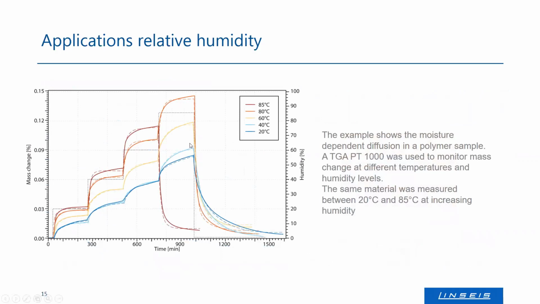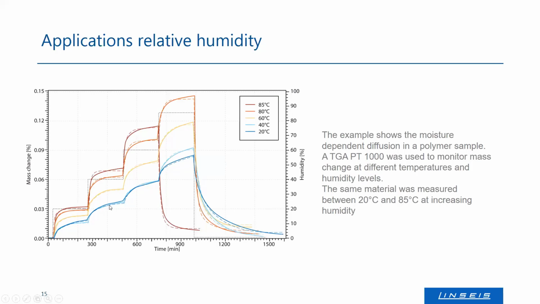I have a third one, and this is a polymer manufacturer who bought one of our instruments. He was also using a thermogravimetric analyzer, so a TGA, and he was investigating the diffusion in a polymer sample, so the water content of a polymer sample at different temperatures and different humidity levels. The humidity level started at zero and was increased. The temperature was also increased with the humidity, and what you can see is the mass change at different temperatures, we see 20, 40, 60, 80, 85 degrees. The colors here indicate the curves.